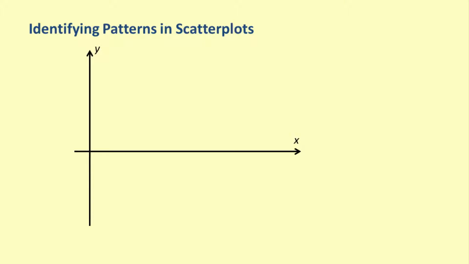In this video, we will learn how to identify patterns in scatter plots, including direction of association and linearity. While scatter plots only show clusters of ordered pairs, patterns of various types can emerge that provide insight into how the variables x and y are related.